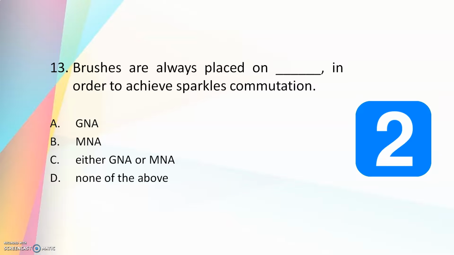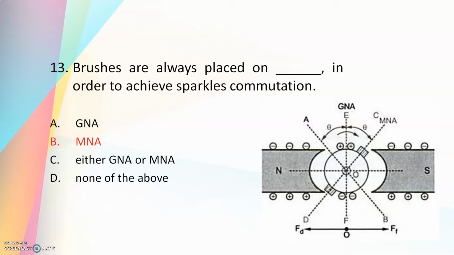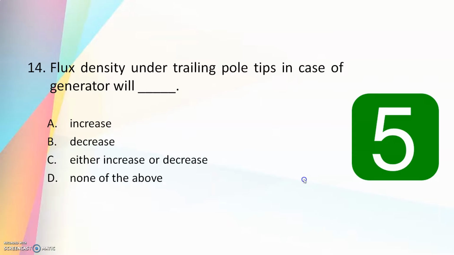And the answer is magnetic neutral axis, because due to this armature reaction the magnetic neutral axis tends to shift from the original position, that is in alignment with the geometrical neutral axis. So for sparkless commutation we have to place the brushes at the magnetic neutral axis.